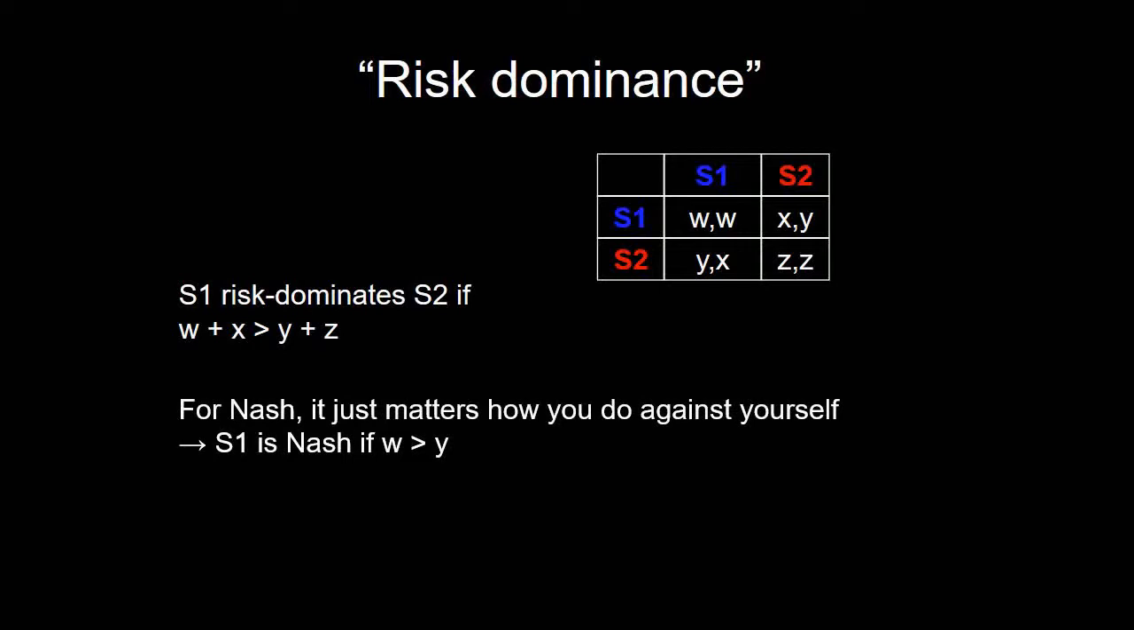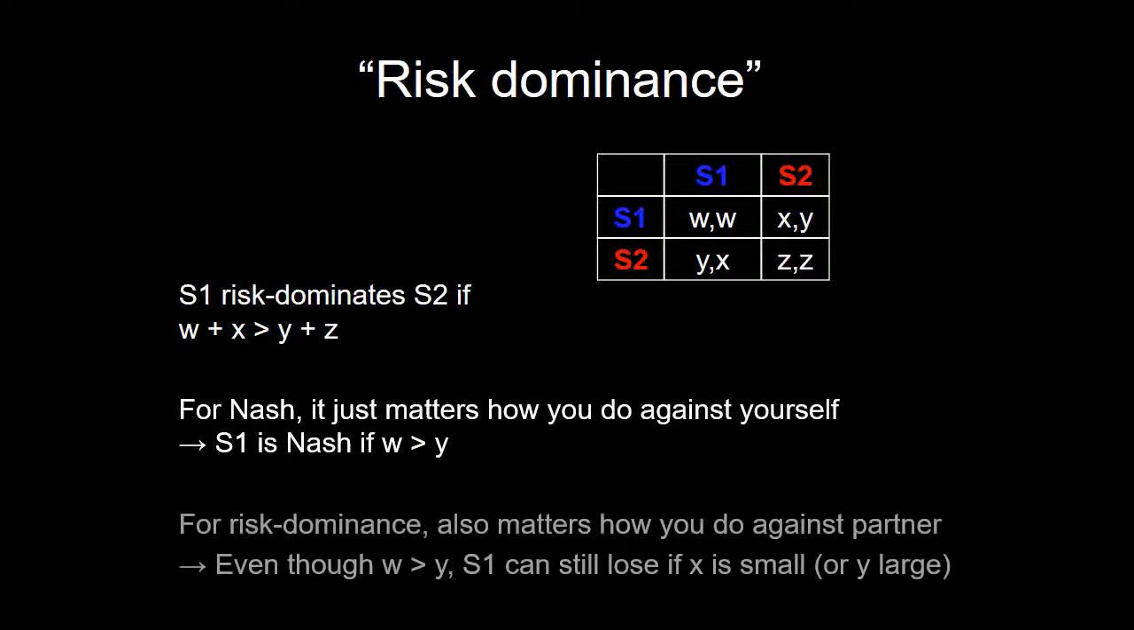If this is our risk dominance condition, there's a real fundamental difference between this condition and the Nash condition. If you want to say what's the condition for strategy 1 to be Nash, it's just that W has to be greater than Y. But when you think about risk dominance, you have X and Z also appearing in there, which is to say it doesn't matter just how you do against yourself and someone else does against yourself. You're not just thinking about unilateral deviations anymore. Now you have to think about what happens when you actually play people with the other strategy. So even in cases where W is greater than Y, if Z is a lot bigger than X, that is, if X is very negative and Z is very large, you can still wind up with the other equilibrium winning.